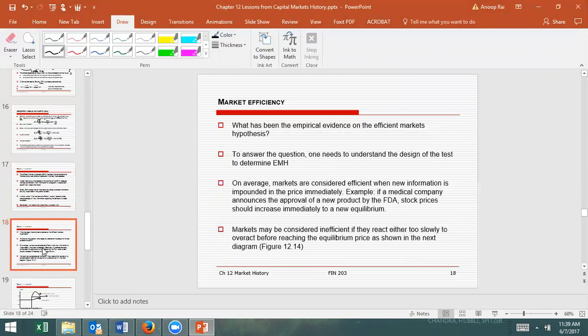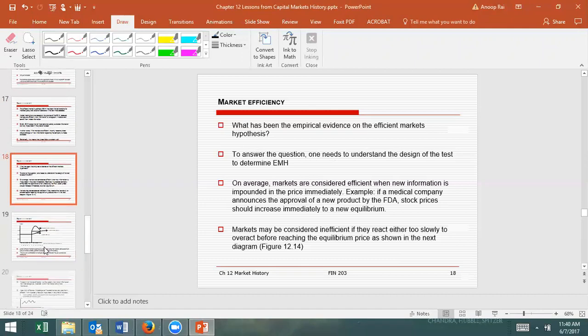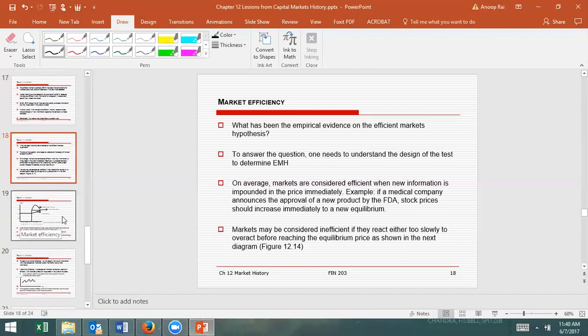All right. So let's now see what the evidence is. What has been the evidence on the efficient market hypothesis? We do know that prices react to news, because every time, let's say, a medical company gets an approval from the FDA, we know the prices go up. If a CEO has been fired for alleged improprieties, the prices crash. So that we are 100% sure. The only thing we're not sure about is, do they adjust promptly?